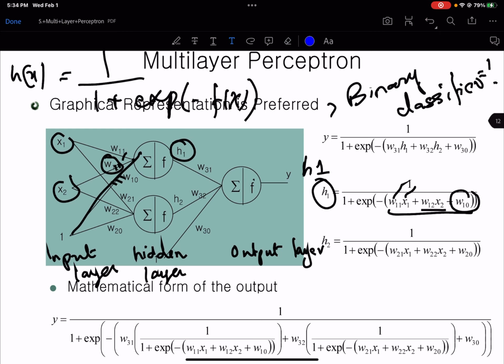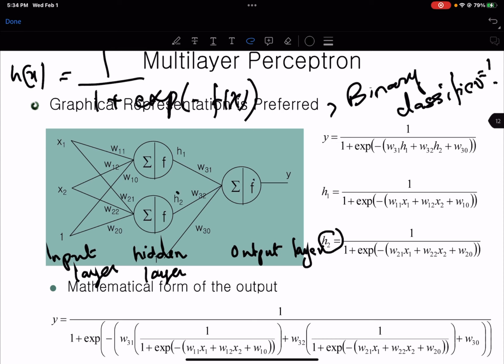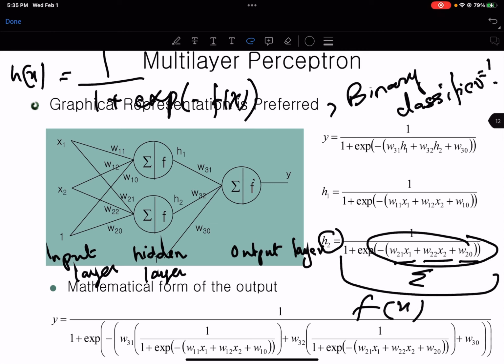Now we will look at H2, this. It is a summation of what? W21 multiplied by x1, W22 multiplied by x2, and W20, right? Then we do the summation. This is the summation part. And this is your f of x part, the transformation part. This f.